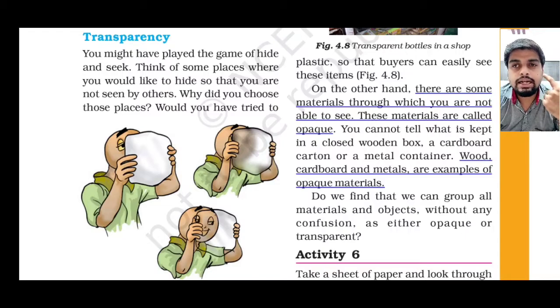The first one is transparent material. The second one is opaque material. And the third one is translucent material. These three terms or concepts are important regarding this particular property. So let's study each and every concept with the help of an example.